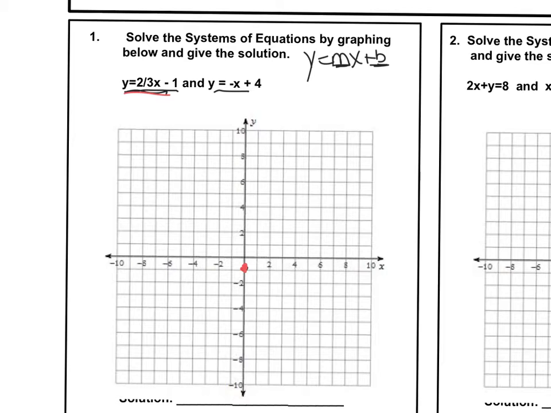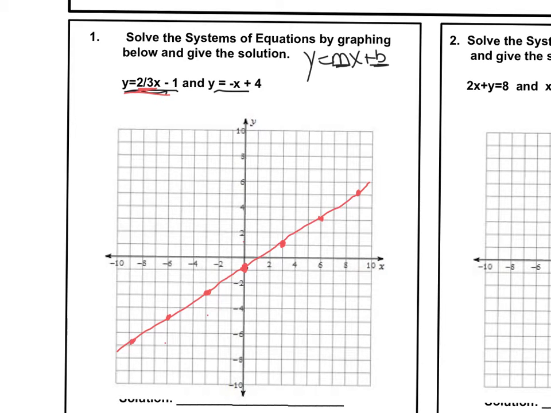My y-intercept is -1, and my slope is positive 2/3. So from my y-intercept, I go up 2 and to the right 3, and I have a point. I can do that again, up 2 to the right 3, and I can do the opposite to go to the other side: down 2 to the left 3, down 2 to the left 3. Now this is the line for that equation.